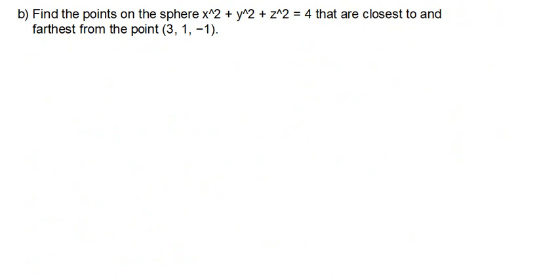So first things first, what I have here at this point is my constraint. That's the constraint that I have. So I'm going to name this my g of x comma y comma z, which is going to be equal to x squared plus y squared plus z squared. I don't need to include the 4. Okay, z squared like that.